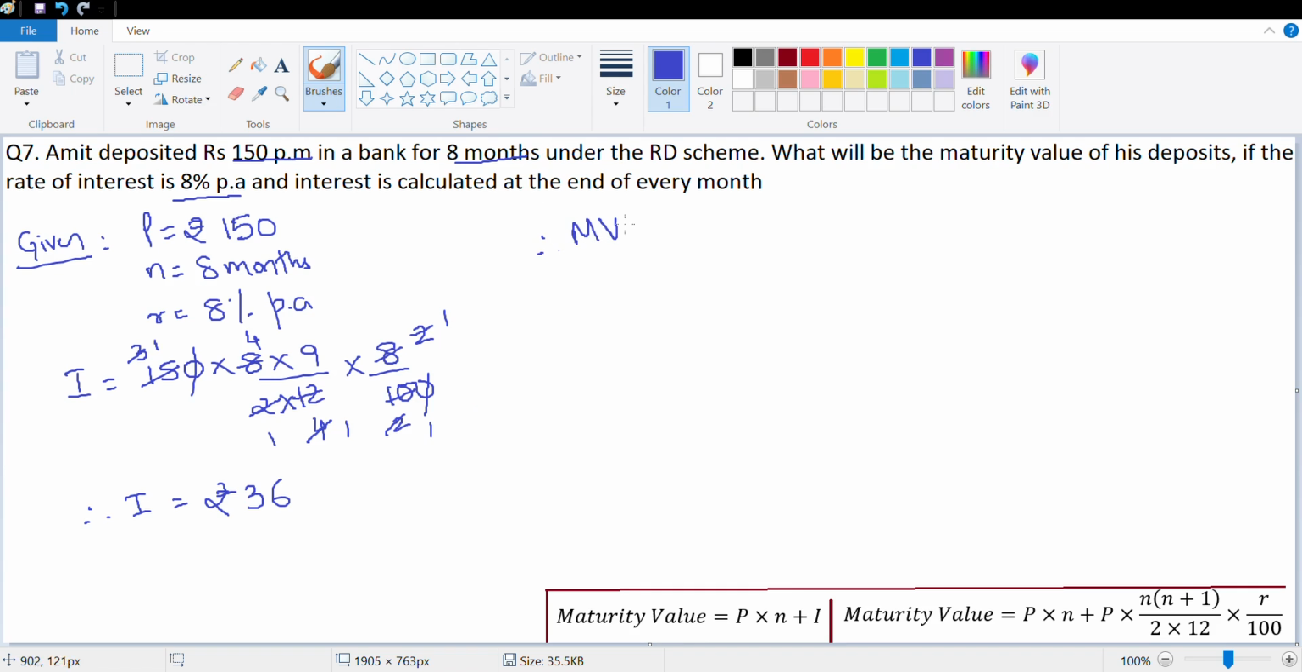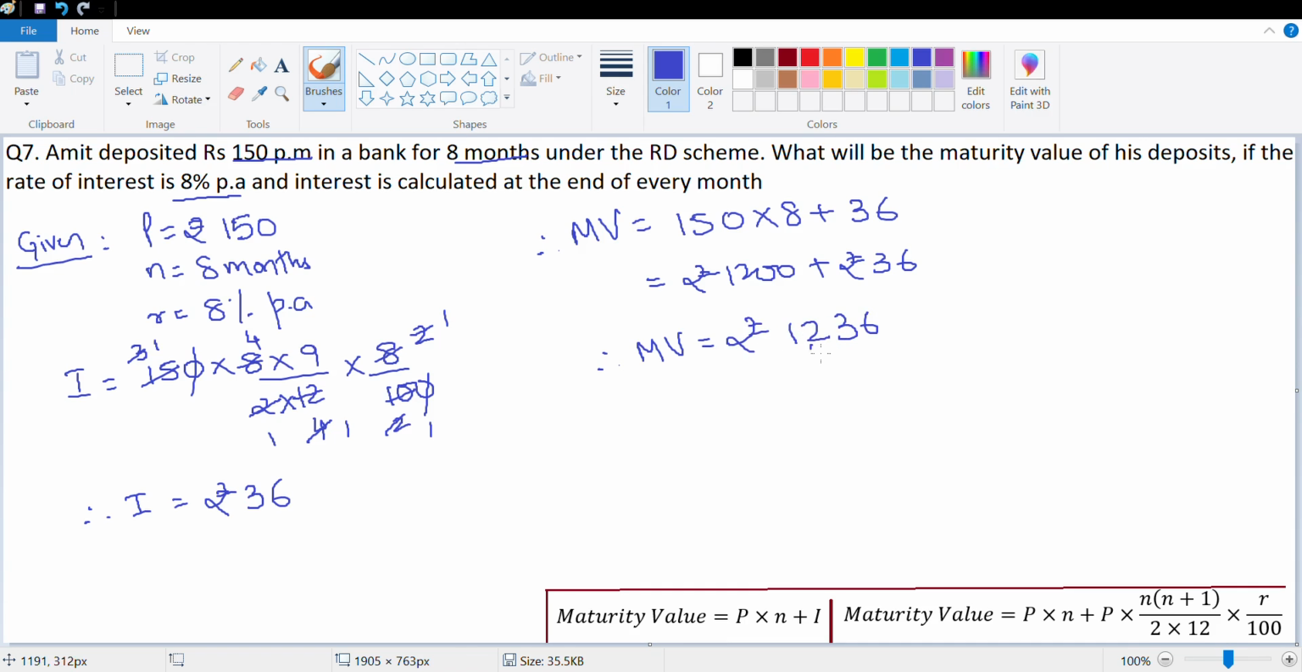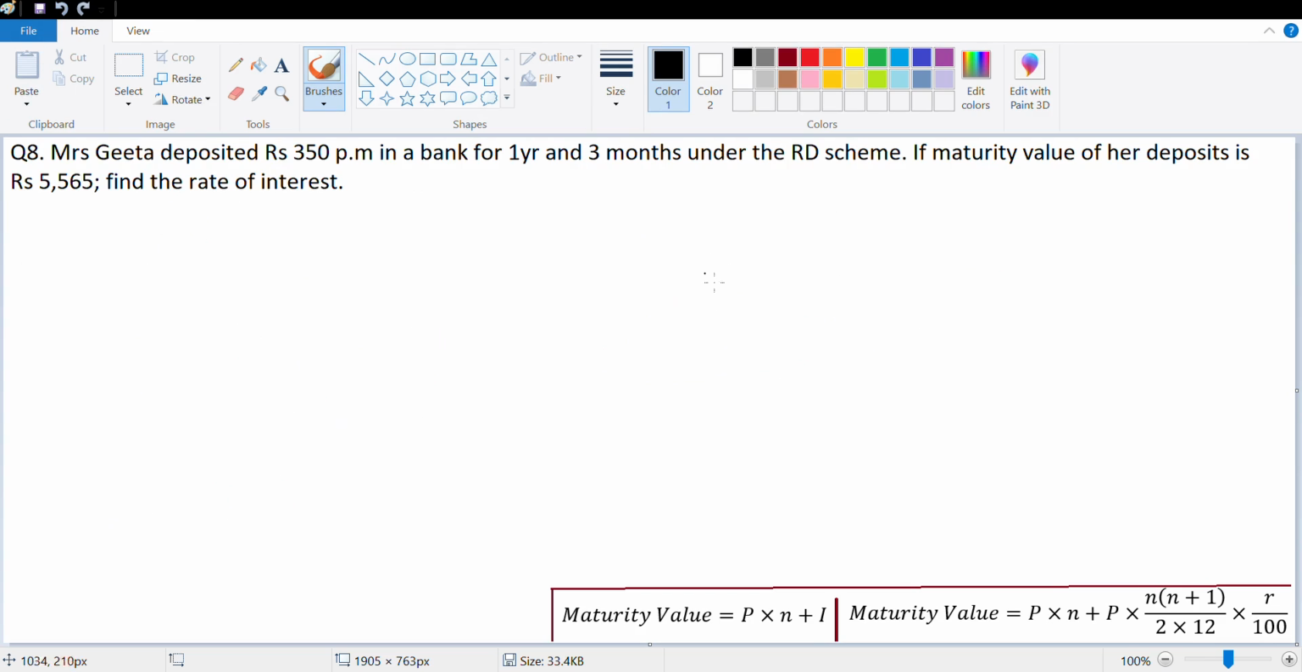Therefore maturity value would be equal to P, in this case 150, multiplied with N, which is 8, plus I, in this case 36. So 15 into 8, that's 120. So this is rupees 1200 plus rupees 36. Therefore maturity value is rupees 1236. That's the final answer. Done. Let's look at the next one. This was fairly simple. In fact, this whole chapter is fairly simple.